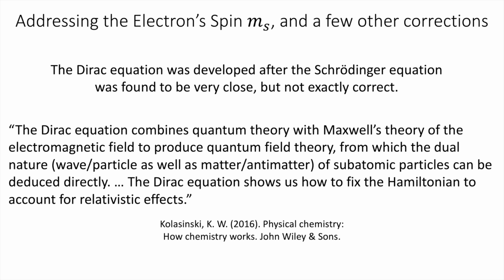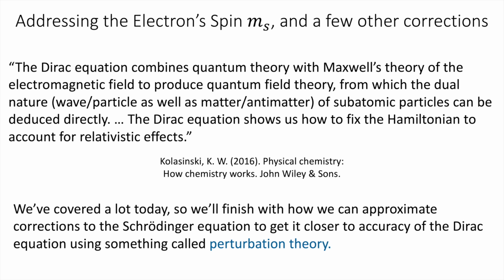But basically, I put this quote from Professor Koleshinsky's book in here that describes the Dirac equation a little bit. It shows us how to fix where the Hamiltonian gave us 3 out of 4 quantum numbers. Amazing. But the Dirac equation gets it the rest of the way. As I said, we're not going to cover the Dirac equation, but I am going to include a way to make a correction to the Schrödinger equation that you can use to get a little bit closer.